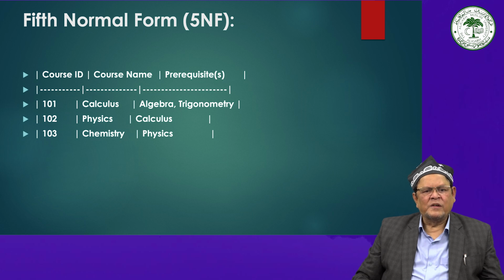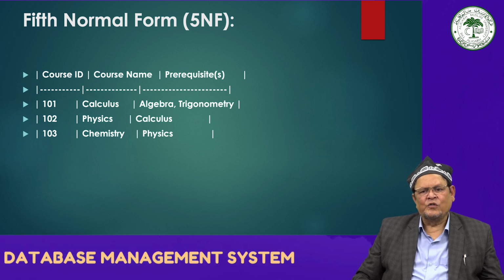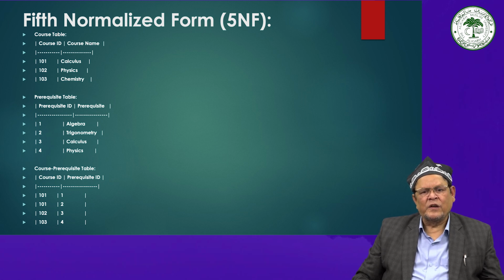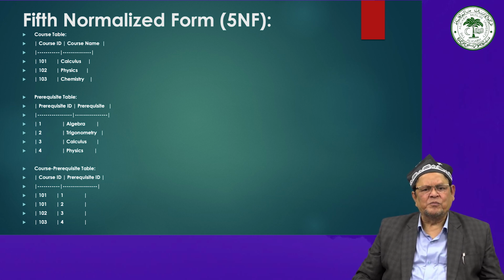Fifth normal form deals with join dependencies and ensures that every non-trivial join dependency is implied by the candidate key. Let us consider a table representing a university where each course may have prerequisites. In this example, there is a join dependency between the course name and prerequisites. To bring it into fifth normal form, we split the table into three, one for course, one for prerequisites, and one for the relationship between them.